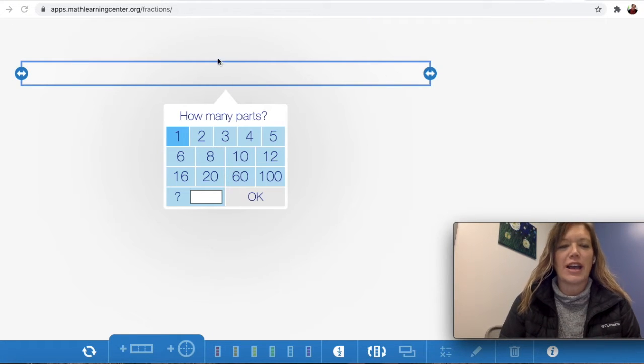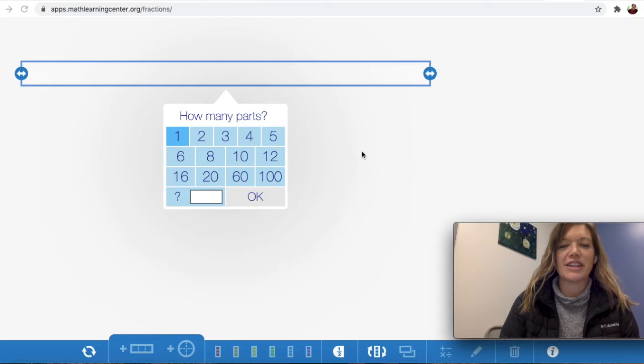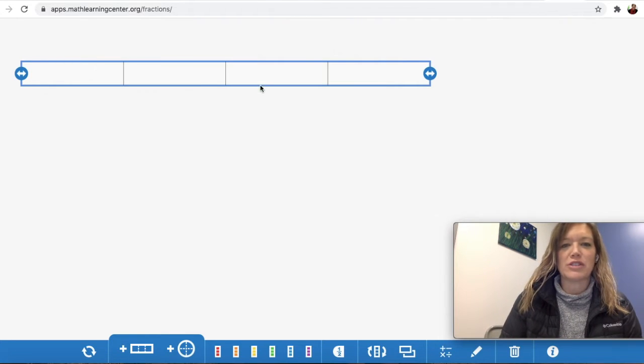In this model, I have a bar, and when I want to share a fraction, fractions have to be divided into equal parts. Fortunately, this app will break this into perfectly equal parts for me. So I'm going to start out with just 4 parts. So I've now divided my bar into 4 equal parts. When talking about a fraction, we're talking about a part of this whole bar.